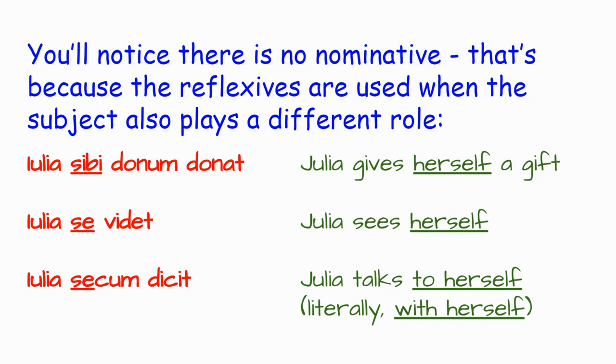Julia talks to herself. In Latin, they would say talks with herself. So cum is the word that means with, the ablative of accompaniment, right? Julia se cum dicit. Julia talks to herself.